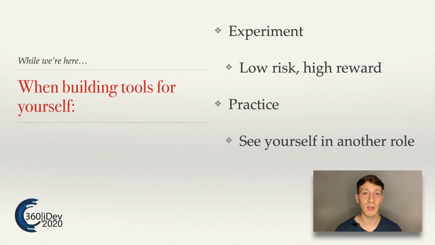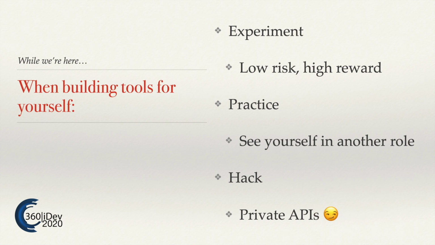Building things for yourself is also a great time to hack. So when sending things to the App Store, you don't want to play rejection tag. And so using private APIs, it's just not encouraged. But when you're building things for yourself, you don't have to send it to the App Store. You can keep it just to yourself. And so you can use all the private APIs that you want, especially if they make your workflow faster.